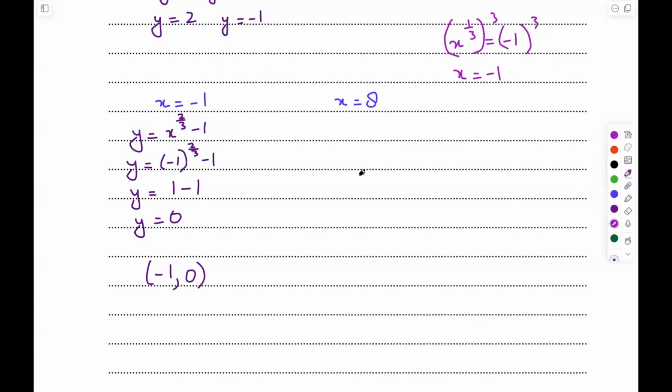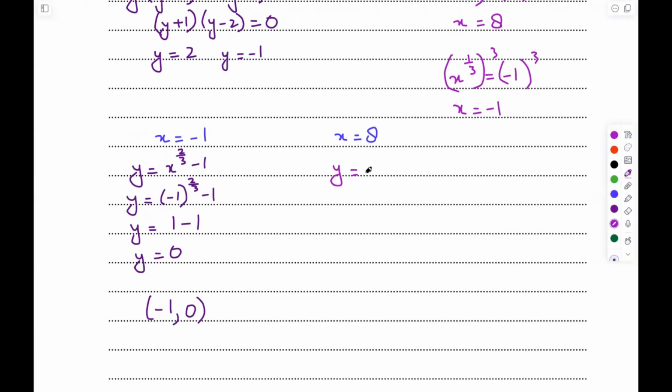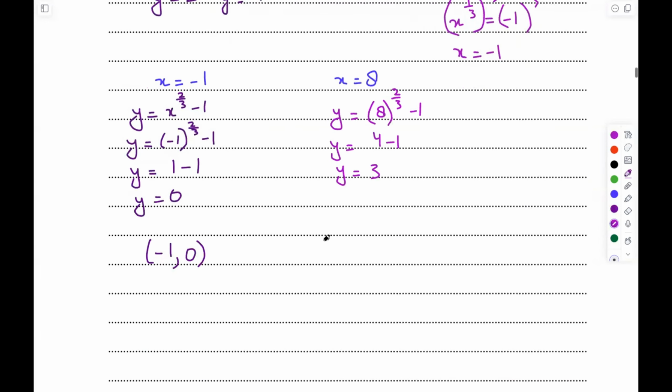And now taking x equals 8, y is equal to 8 to the power 2 upon 3 minus 1. Cube root of 8 is 2. 2 squared is 4. And 4 minus 1 will become 3. So the other point of intersection will be 8 comma 3.